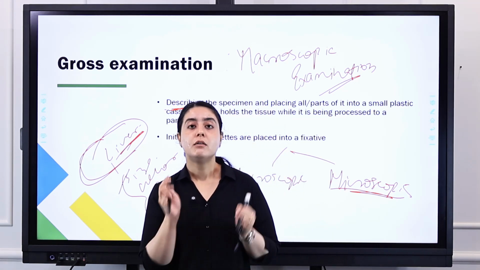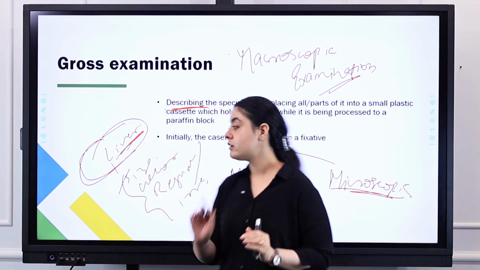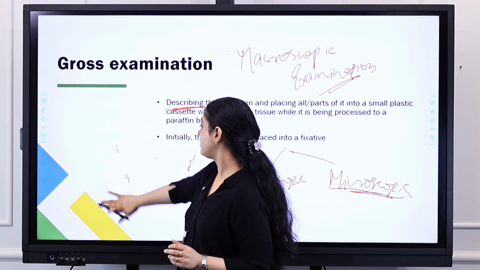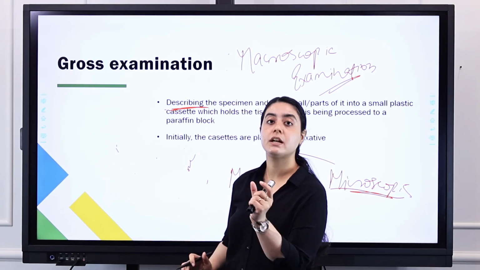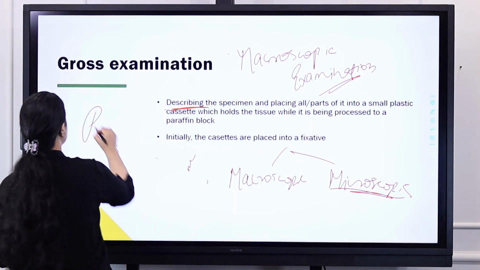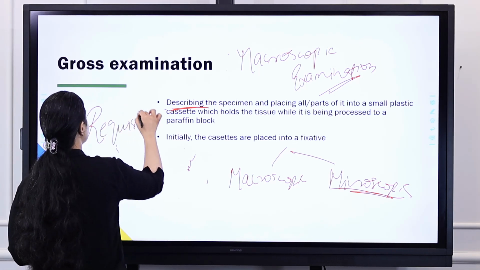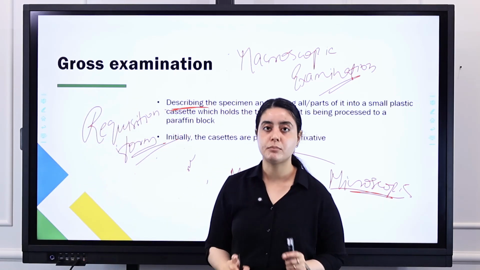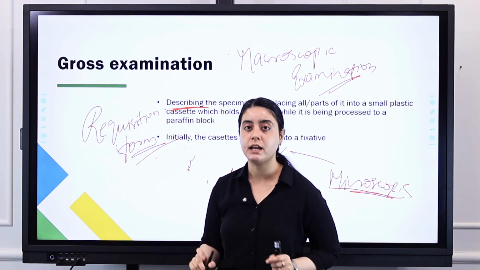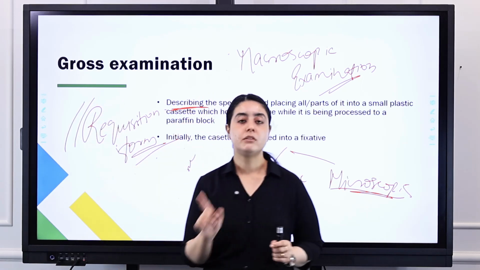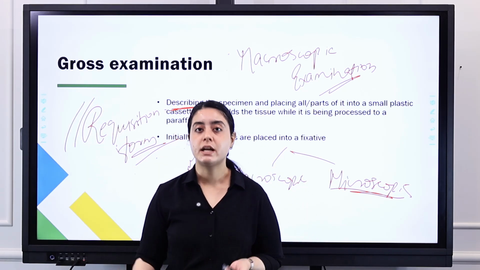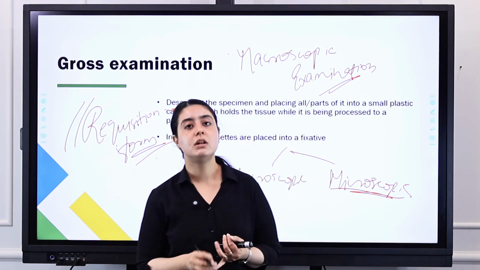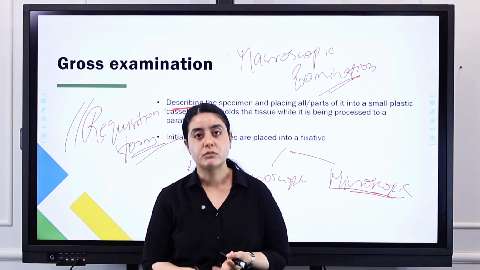One more important thing with the specimen: whenever you receive any kind of specimen in the lab, you receive it along with the requisition form, right? You always receive a sample in the histopathology lab or in any lab along with the requisition form. Without a requisition form, you will never accept the sample, you will reject the sample. What does this requisition form contain? It contains all the information about the sample, about the patient, right?